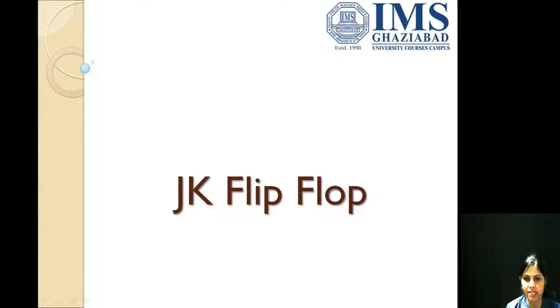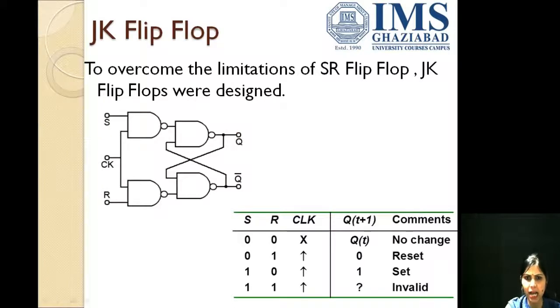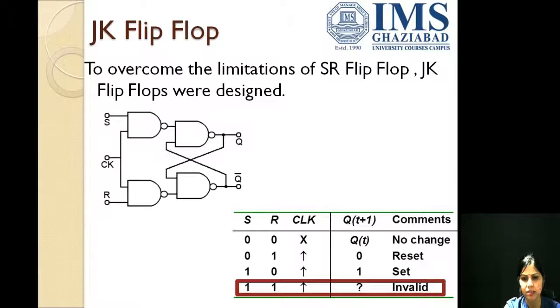Today we will be discussing about JK flip-flop. In this flip-flop, we have designed so as to overcome the limitations that we came across in SR flip-flop. With SR flip-flop, as we have seen that when both the inputs are 1, the clock is high, the output is invalid. That means we cannot predict the output when S and R both are 1.